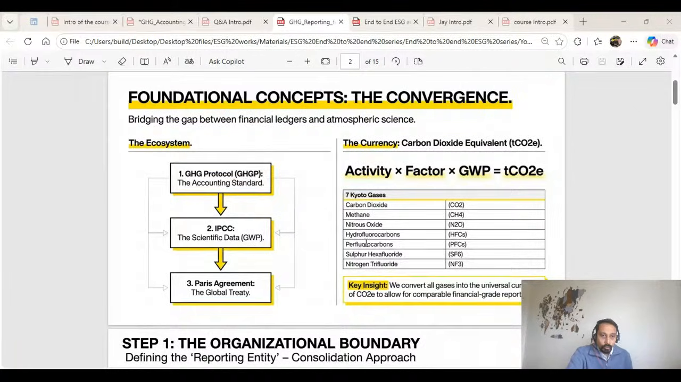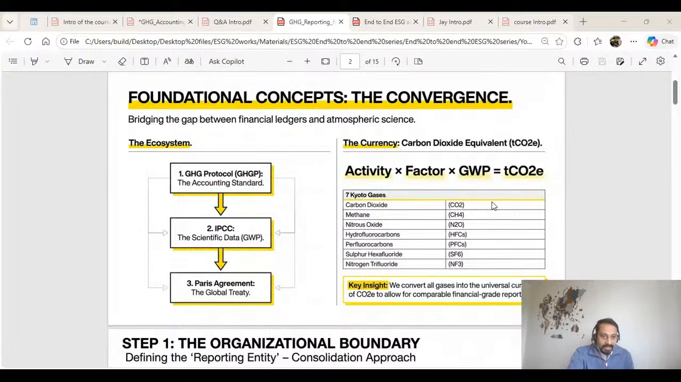For example, if you burn 1,000 liters of diesel, the 1,000 liters is your activity. Emission factors depend on your region and your country; it can be kilograms of CO2 per liter. And the third is global warming potential, provided by the IPCC with various types of assessment. We will see each and everything layer by layer. So this converts physical activity into financial-grade climate data.